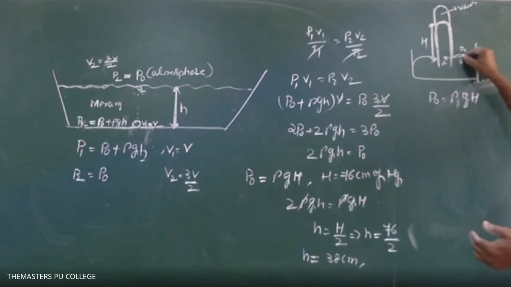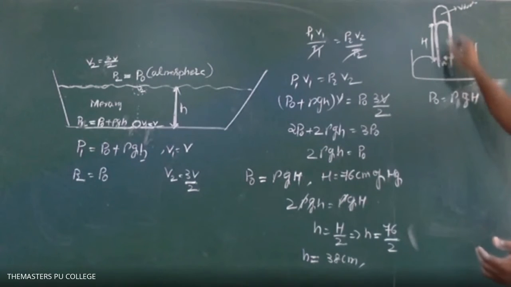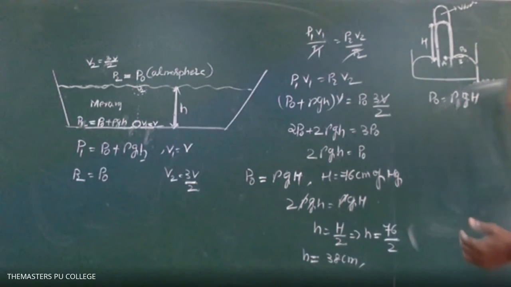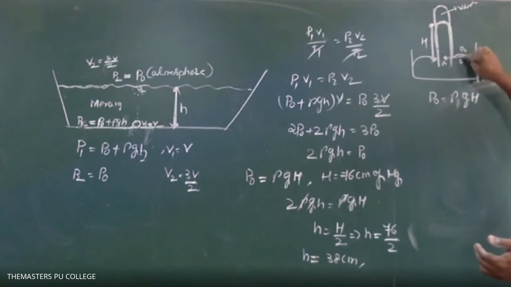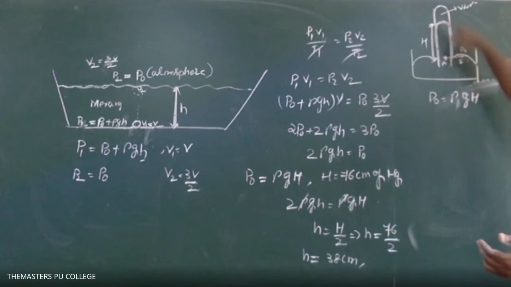This point B is exposed to the atmosphere. This point A lies inside this inverted capillary tube. A and B lie on the same horizontal line. At the point B, the pressure is due to the atmosphere above this point B. At the point A, the pressure is due to the mercury column of height h which is above the point A. And this space is filled with vacuum. That's why there is no pressure due to this part.